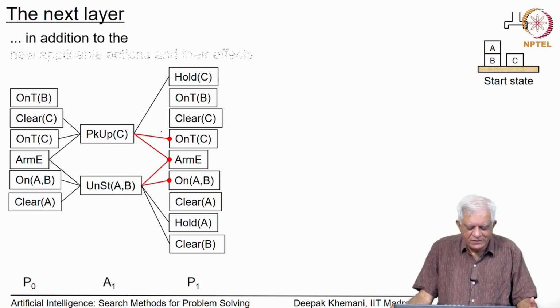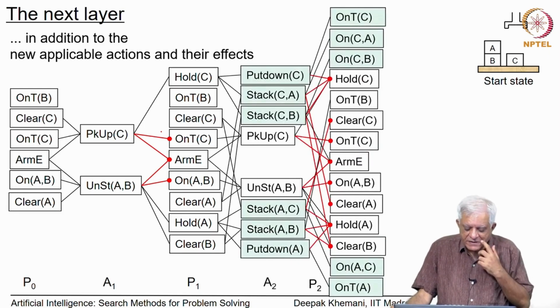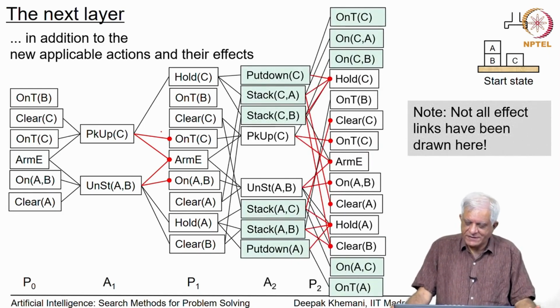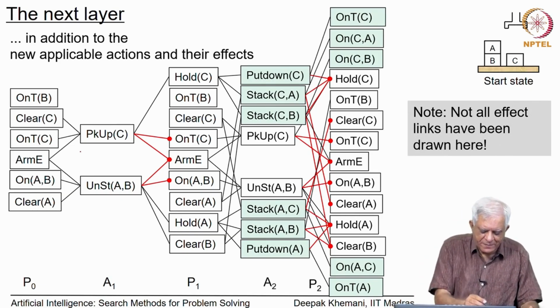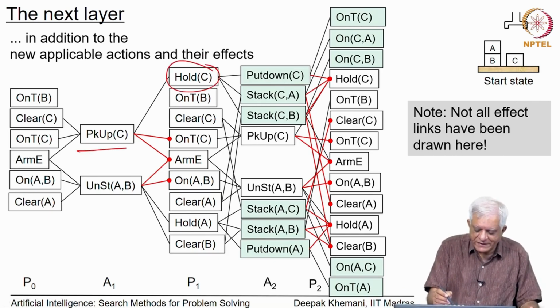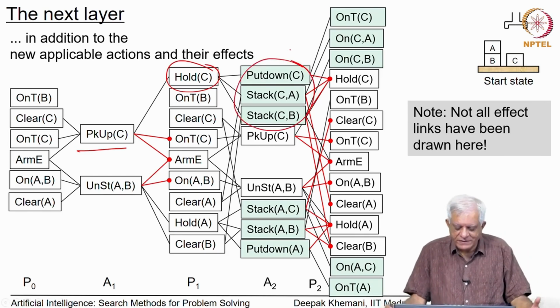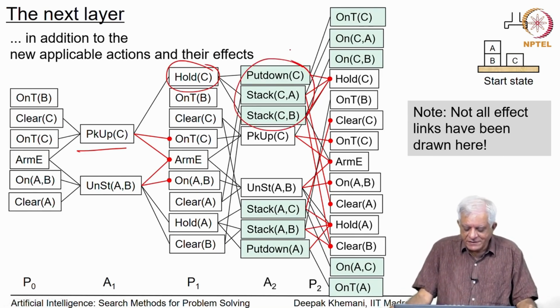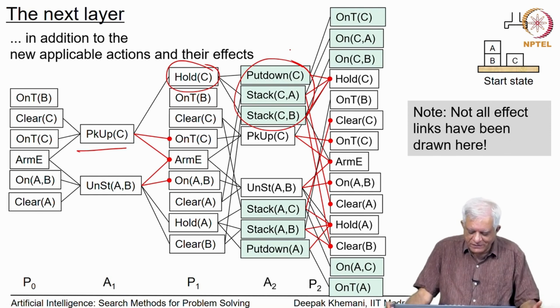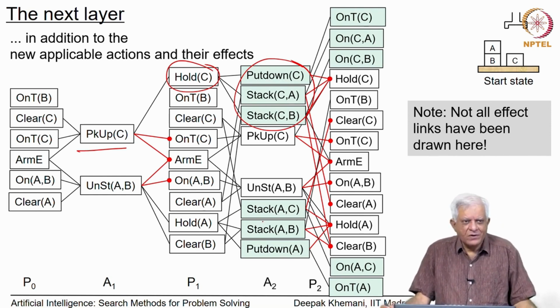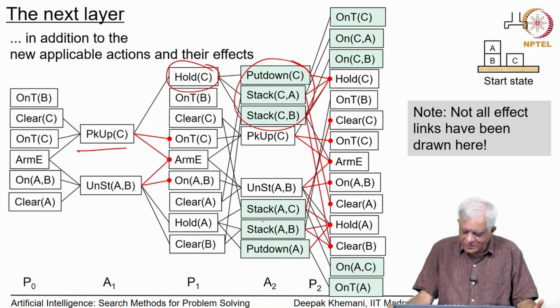So, in addition to the no op actions, the applicable actions and their effects have to be included, and now you can see that in the next layer 6 more actions have been included. That is because if you had done, for example, pick up C, then you would be holding C, and then you could do any of these 3 actions: you put down C, or you stack C onto A, or you stack C onto B. Likewise, if you had unstack A from B, you could have done something similar with A, that you could have stacked it onto C or stacked it onto B or put it down essentially.